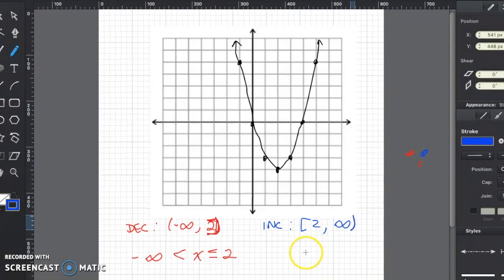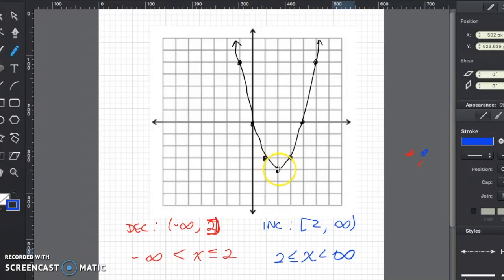So again, I'm going to write this in terms of x, because we're talking about where this graph is decreasing and increasing. In terms of x, I start at 2, and I go all the way to positive infinity. So you see that 2 for both of these is present because it's both increasing and decreasing at this point.